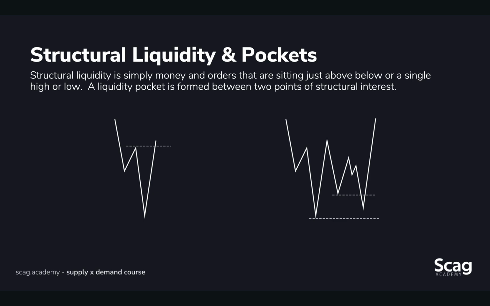And then on the right side, we have the example of a liquidity pocket. It's an area formed between two structural points. It acts as a point of interest. It actually breaks one low but holds the other. This is why we call it a pocket. So as you can see, it dips below into that pocket, and that acts as an area of potential demand, or supply if it was reversed.